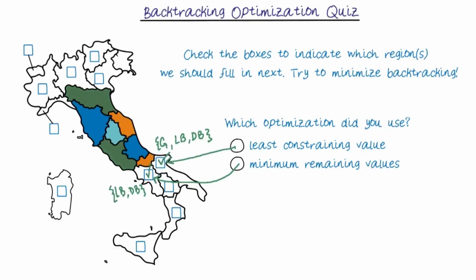Here are two possible answers. This region is bordering a green region and an orange region, so it only has two options for colors. Compared to all our other regions, this has the minimum remaining values of those regions. For this region, we can pick the least constraining value, which is green in this case, because its bordering region can only take light blue or dark blue, so avoiding those two choices gives us more options later on.